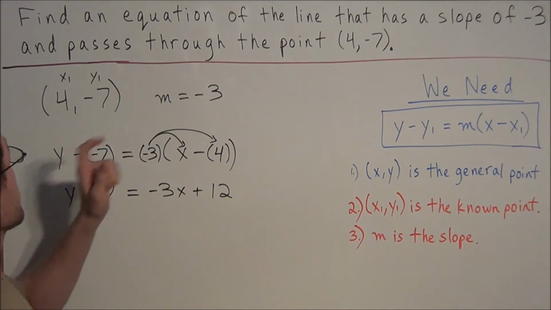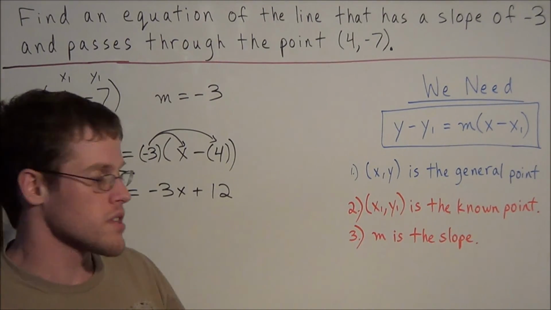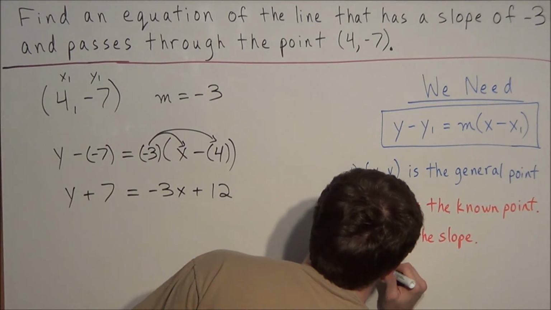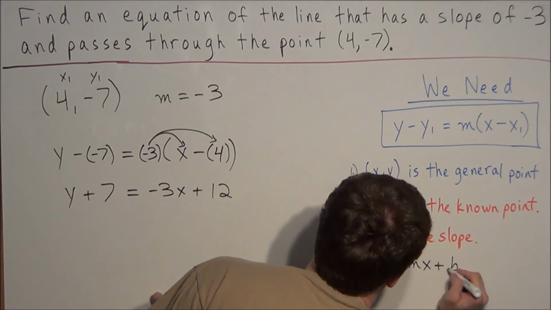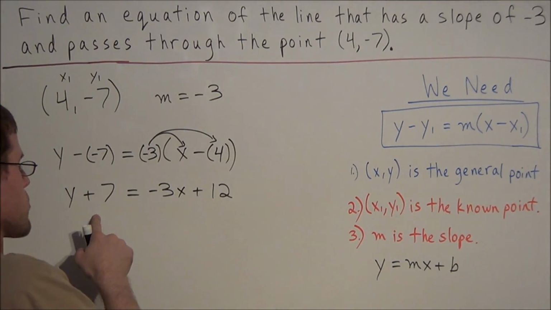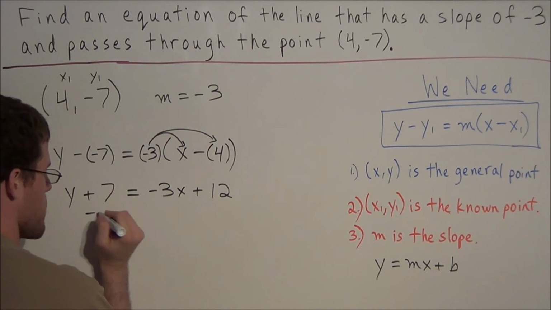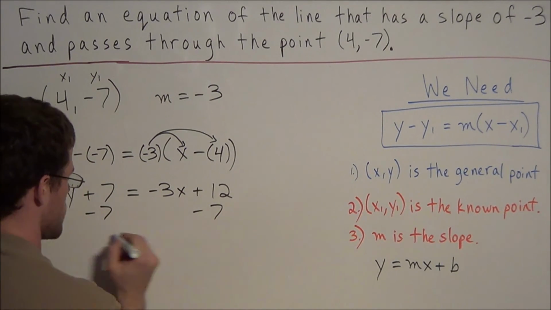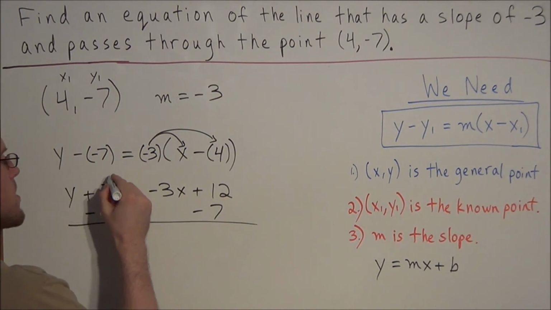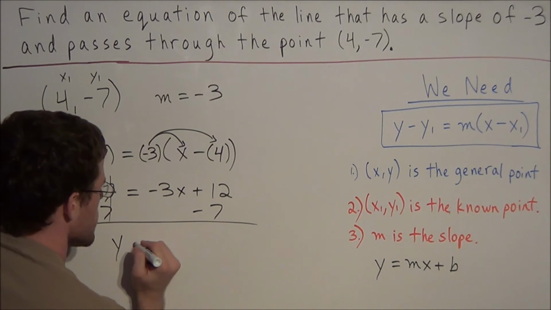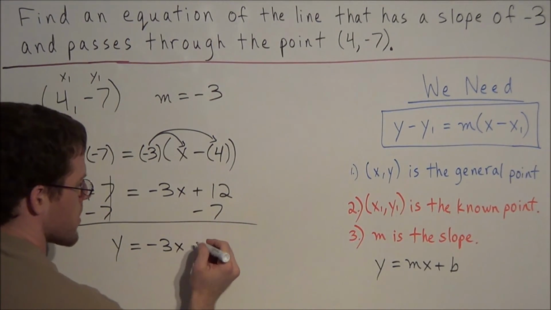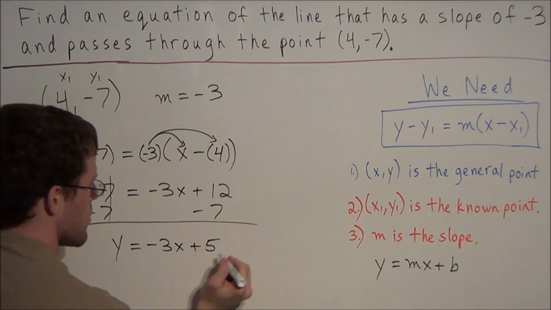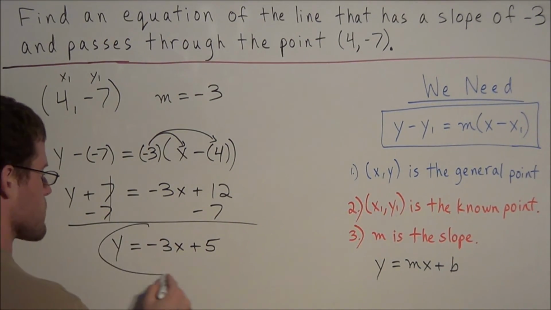Now, we want to find an equation of a line. Usually we want this line in the form y equals mx plus b. So we have one more step: we need to subtract 7 from both sides of this equation. Now 7 minus 7 cancels, and we have y equals -3x, and 12 minus 7 is +5. So now we have our equation.